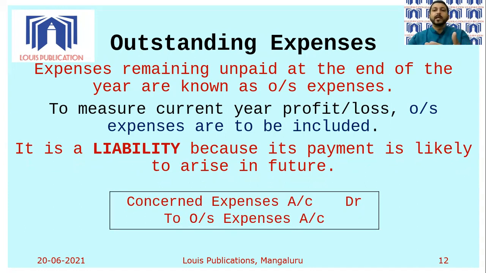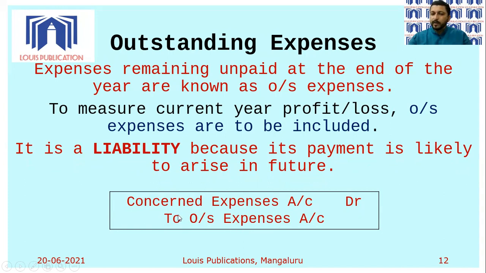We have discussed this under the concept of accrual concept in part 4 of this particular subject, basics of accounting. So you can refer back. So once again, outstanding expenses is a liability because its payment is likely to arise in future. And since outstanding expense is a liability, point to note, increase in liability is credit.